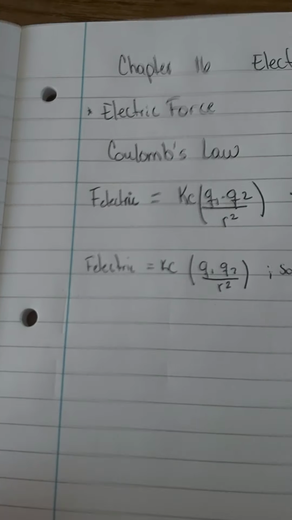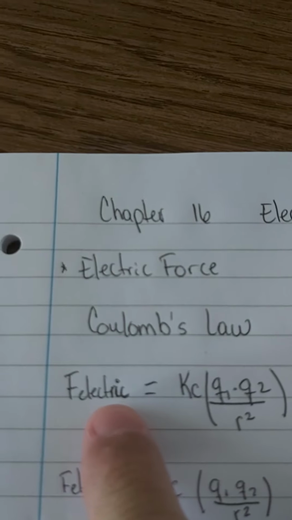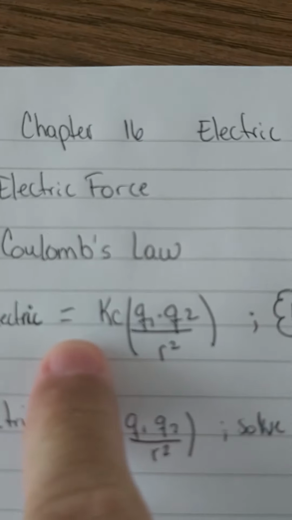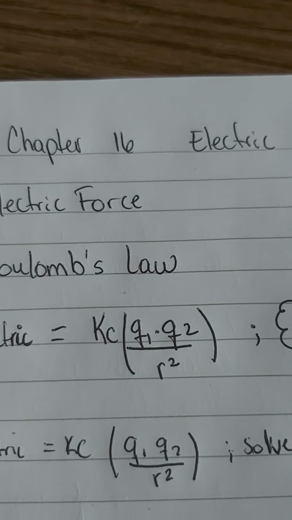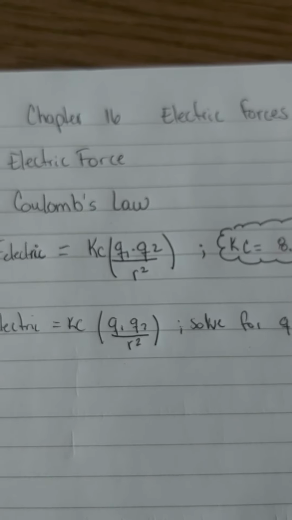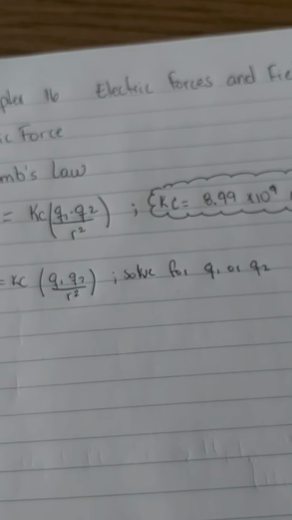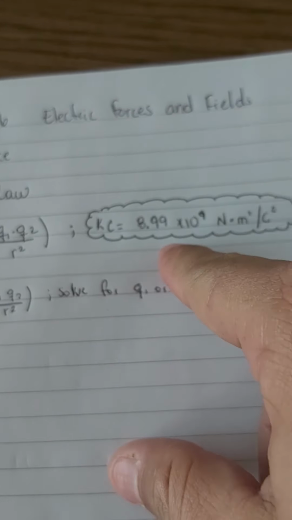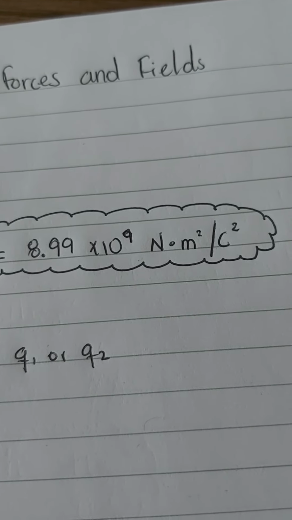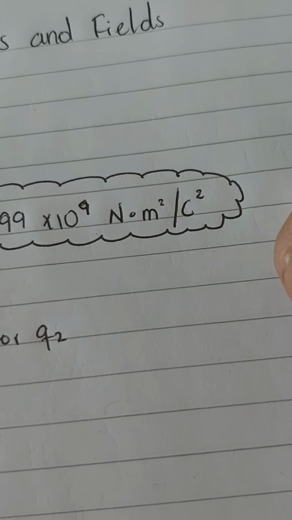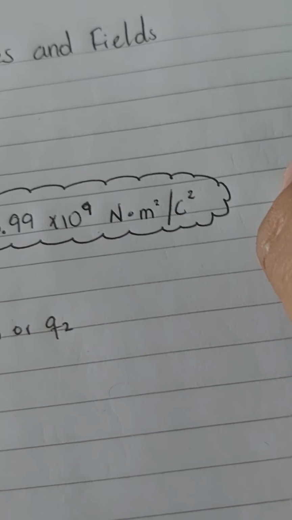Okay? Now, Coulomb's law again says electric force is equal to Coulomb constant times charge 1 times charge 2 divided by distance squared. Now, the Coulomb constant is equal to 8.99 times 10 to the 9th newton times meter squared per Coulomb squared.